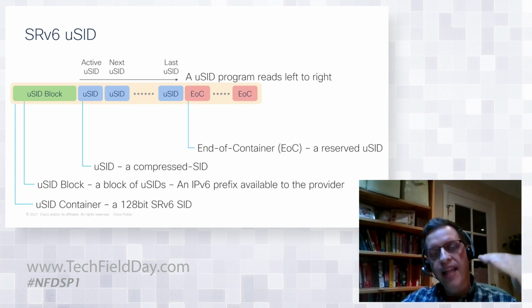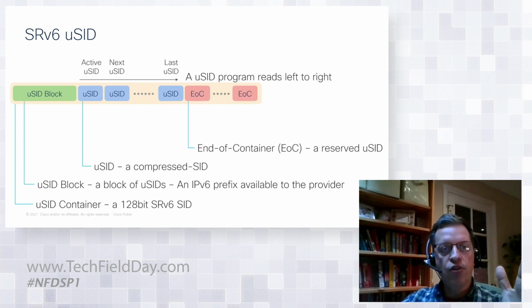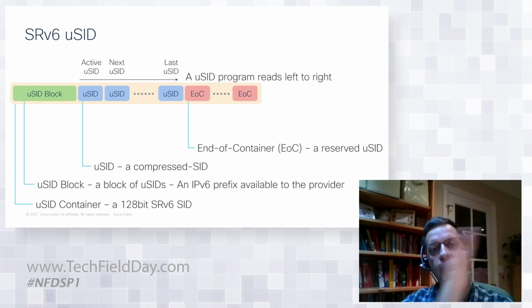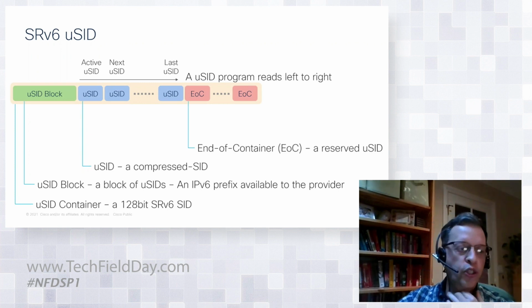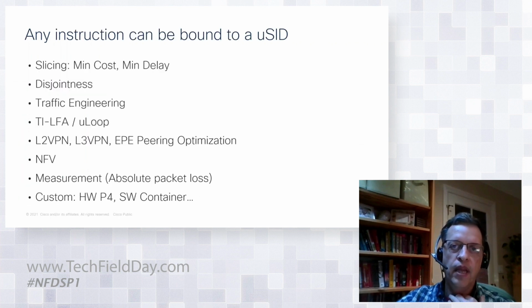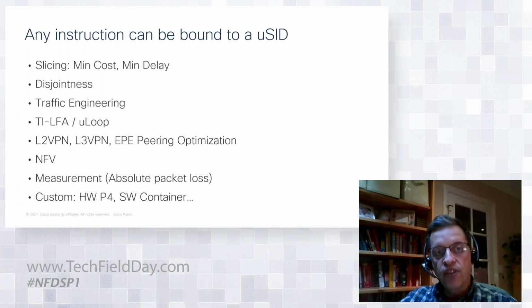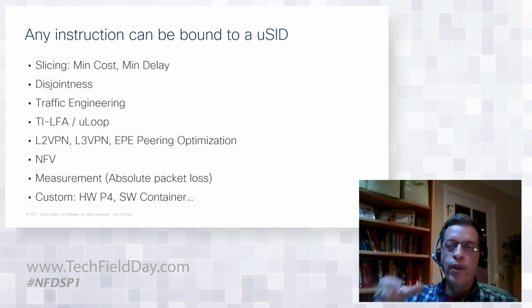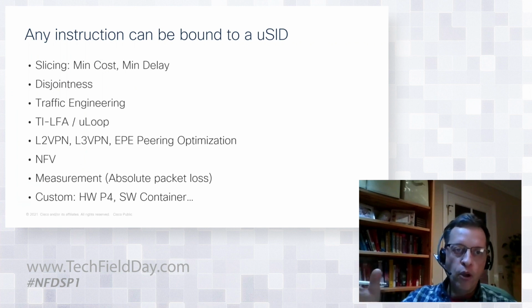When we do micro SID, the network programming now takes us to the micro program. And the micro program will be read from left to right, where I jump from my active micro SID to my next micro SID until I get to the last micro SID. We'll show you that in the sequences coming up. The meaning of the micro SID is exactly the same as I told you when we had full-blown SIDs. All the different semantics, topology, service, functions, etc.